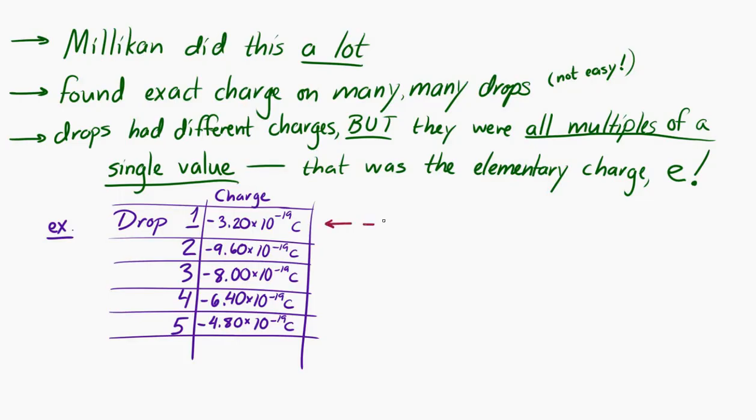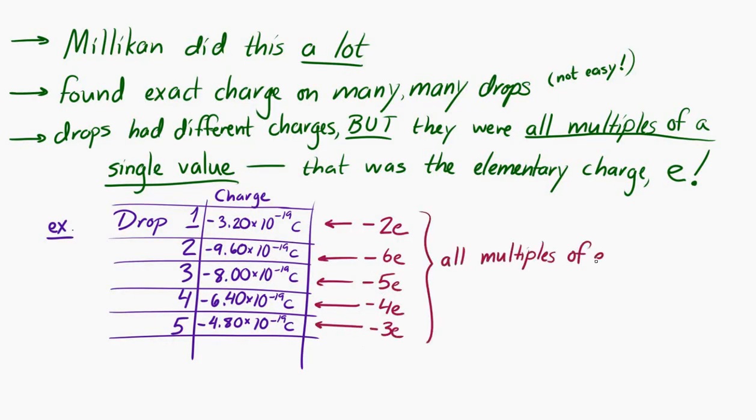If you look at these, all of these charges are multiples of the fundamental charge. What that's saying is you can only get multiples of this elementary charge or fundamental charge. And that must be the charge on the electron.